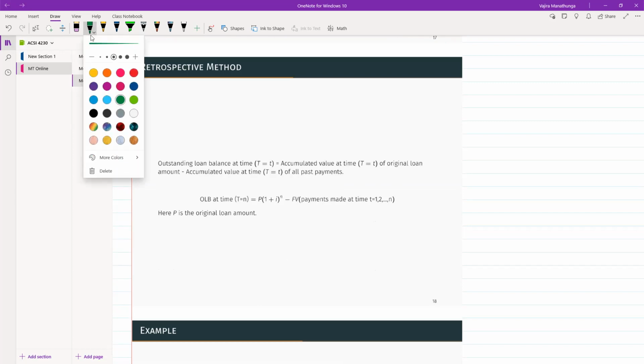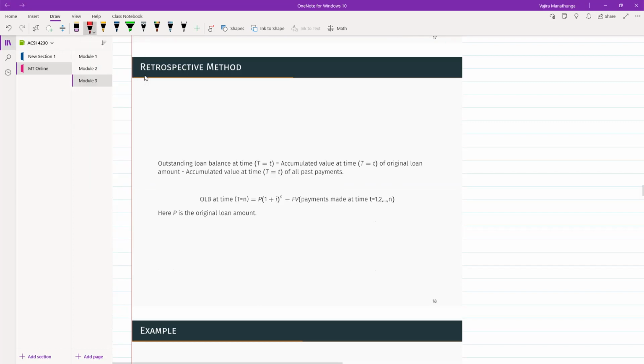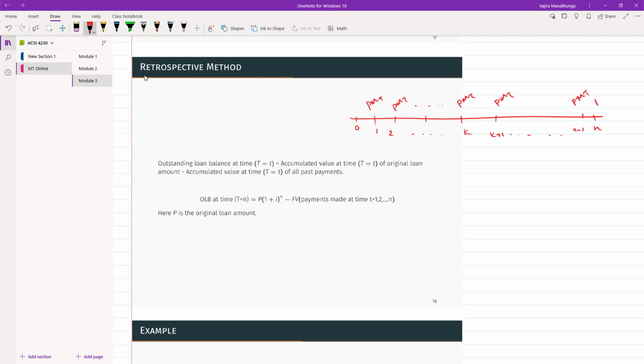Okay, so let me draw the timeline again. So here is 0, here is k, here is n, some payments here, so it's 1, 2, and then this is k plus 1, all the way up to n. Okay, so let's say these are payments. Here is a payment, here is a payment, and here is a payment. And then at this point, you receive the original loan amount.